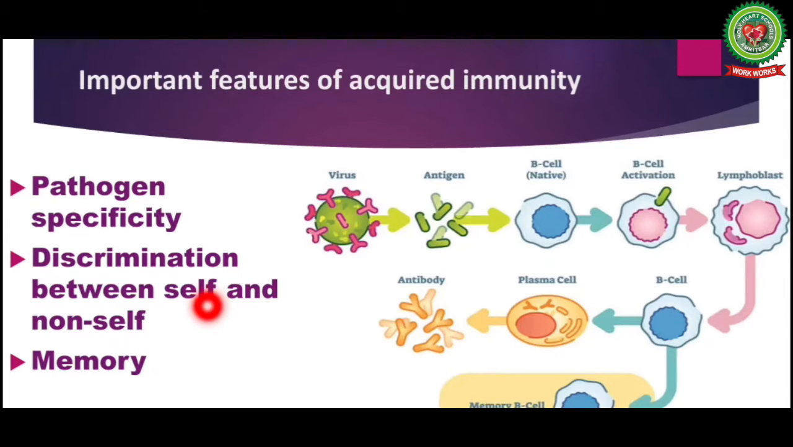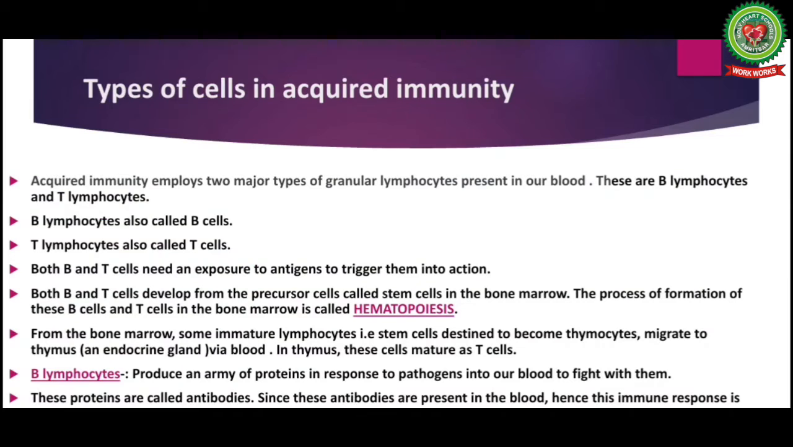Memory cells can survive for several decades, and this is the reason why people rarely get chickenpox a second time after they have it once, and why vaccinations are so effective. The immune system has a remarkable memory. It can remember antigens it has encountered before and react against them more promptly and vigorously on second and subsequent exposures.